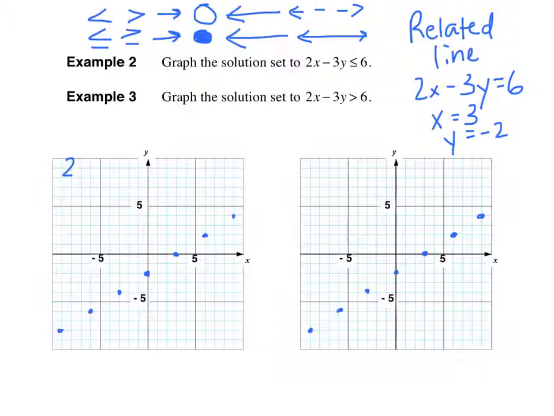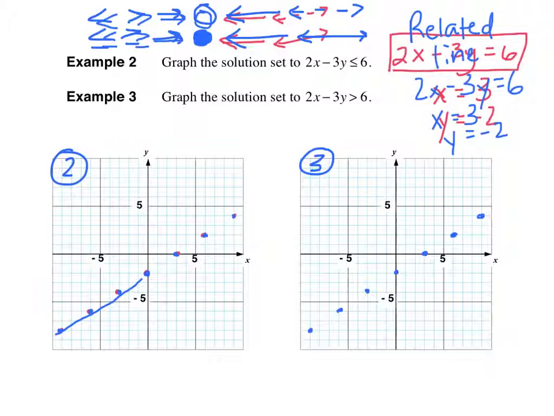So if this is example 2 over here, and this is example 3, this one is going to be a solid line because it's "or equal to" on that first one right here, and this one is going to be a broken line because it is not "or equal to" on the second one, right there.